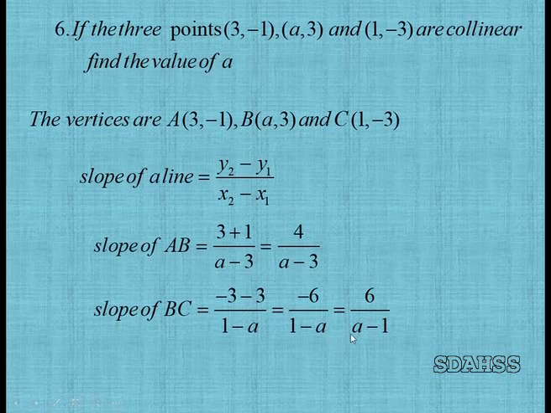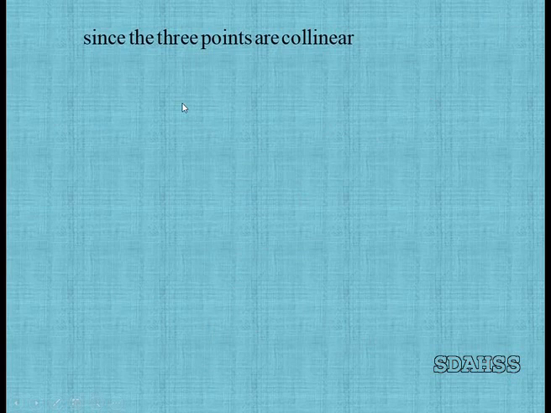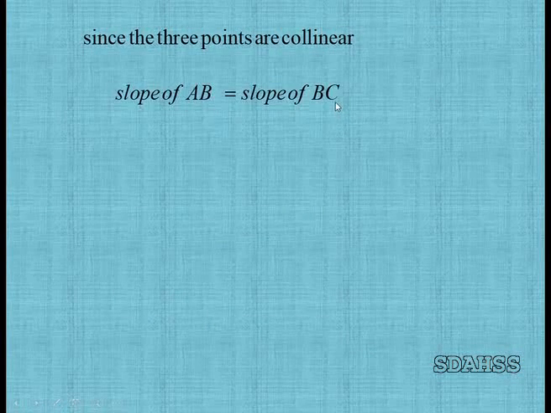Here minus is common, take outside. So you have minus into a minus 1. So minus cancel. So you have 6 divided by a minus 1. Here the given points are collinear. Slope of AB is equal to slope of BC.